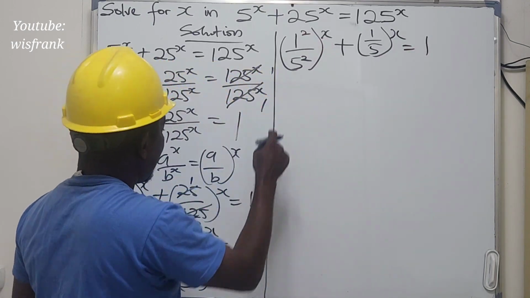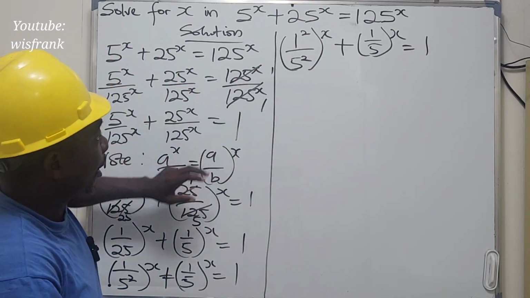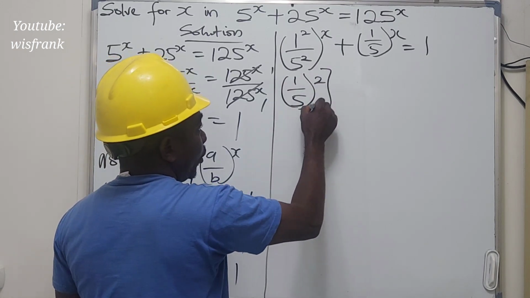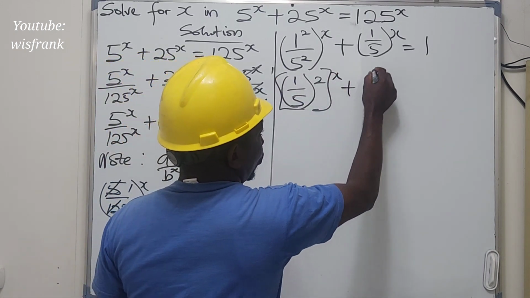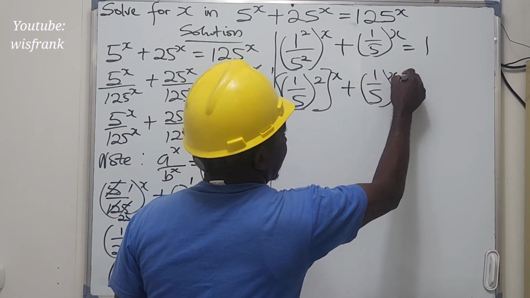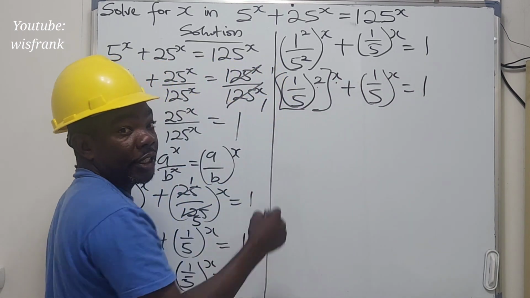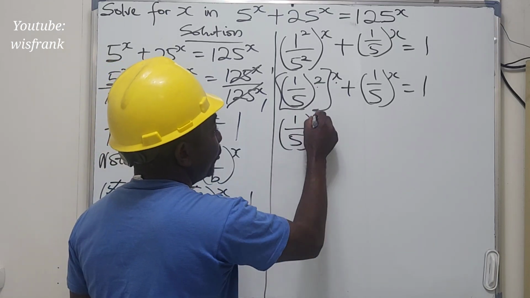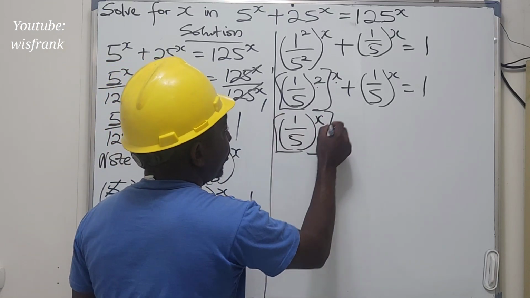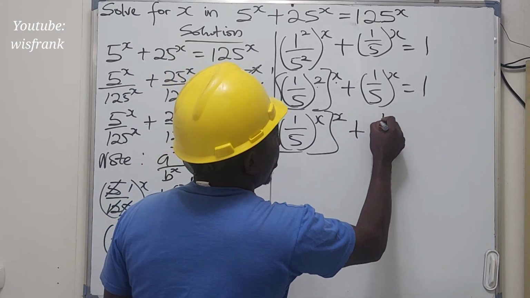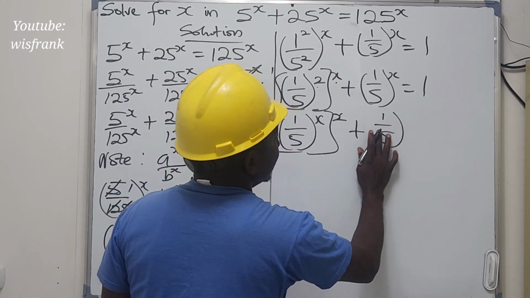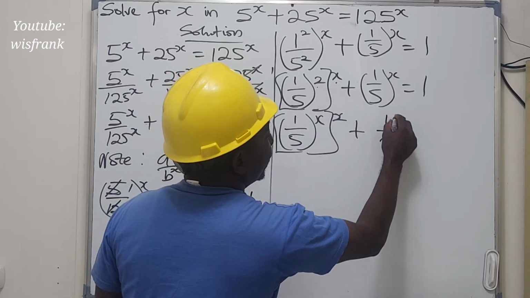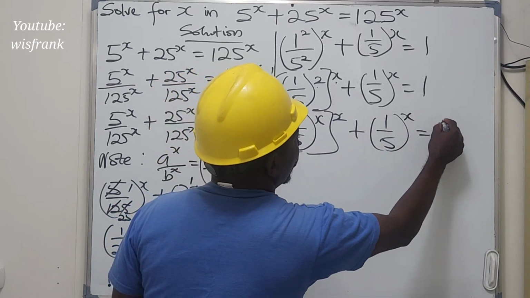So here, expressing this in this format, we have 1 all over 5, all to the power of 2, then all to the power of x, plus 1 all over 5 all to the power of x equals 1. We can interchange this power. So this can become 1 all over 5 all to the power of x, all to the power of 2, plus 1 all over 5 all to the power of x equals 1.